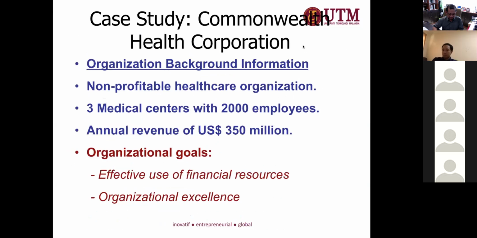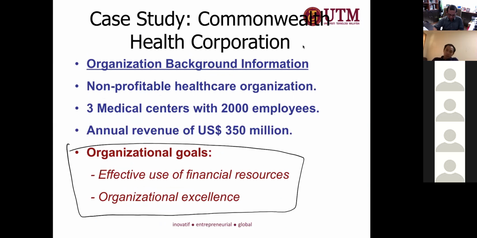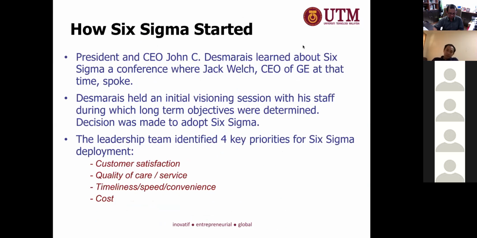And dashboard, what else? This is a case study, Commonwealth Health Corporation, a non-profit organization. You have 3 medical centers, around 2,000 employees, annual revenue of 350 million. This is a goal for the improvement activity: effective use of financial resources, organizational excellence. This is how the Six Sigma started. They identified 4 priorities for Six Sigma deployment: to improve customer satisfaction, quality of service, timeliness, speed, convenience, and cost.